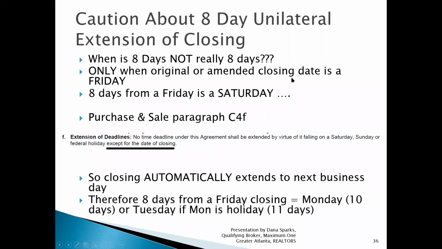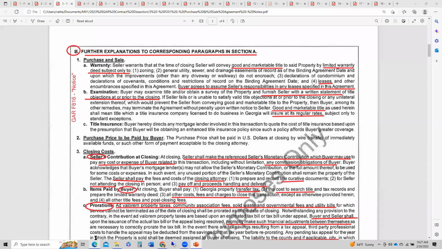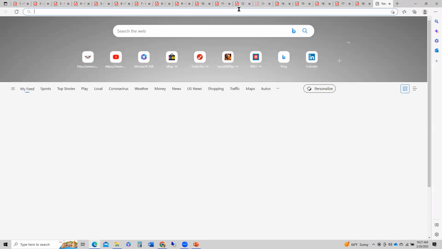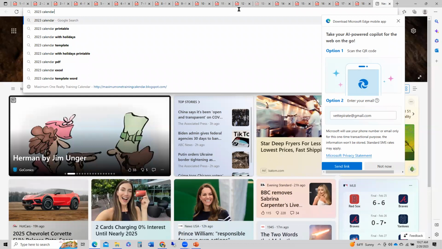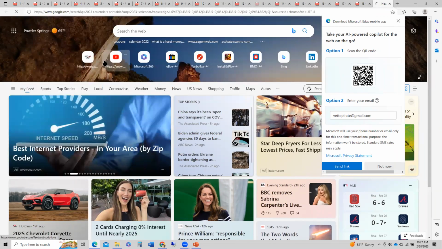So when is 8 days not really 8 days? Only when the original or amended closing date is on a Friday. This is only in the GAR contract. In the purchase and sale agreement, paragraph C4F, and actually I think that letter has changed, it does say extension of deadlines: no time deadline under this agreement shall be extended by virtue of it falling on a Saturday, Sunday, or federal holiday, except for the date of closing. So if you have a financing contingency that falls on a Friday, Saturday, or federal holiday, that will still fall on that weekday.